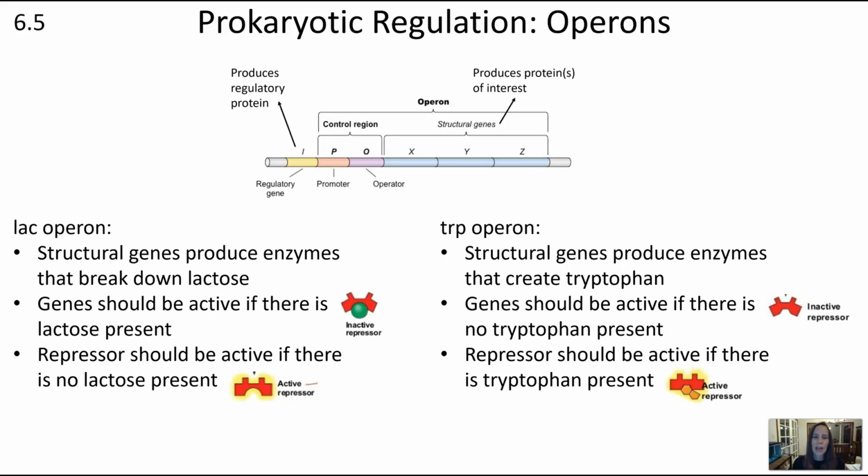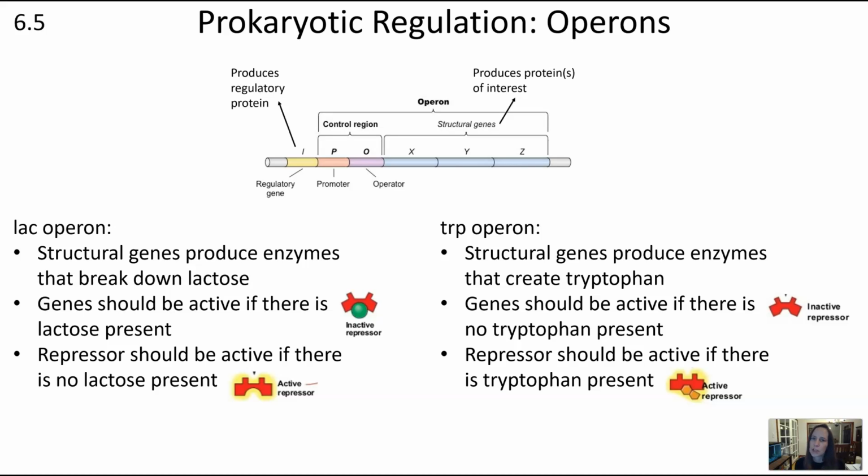In the case of the lac operon, because the structural genes produce enzymes that break down lactose, you want those to be active if there's lactose. You want them to be inactive if there's no lactose, which means you want your repressor to be active if there's no lactose. Basically, gene expression should be on if there is lactose because the structural genes make an enzyme to break down lactose. That's when you want it working.